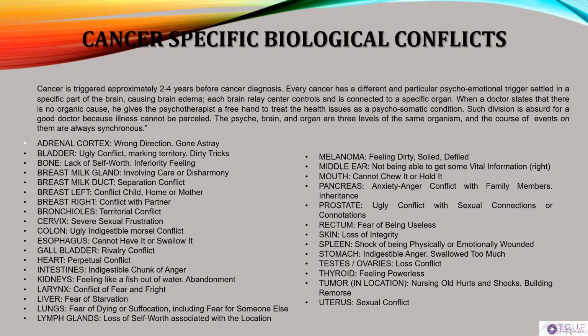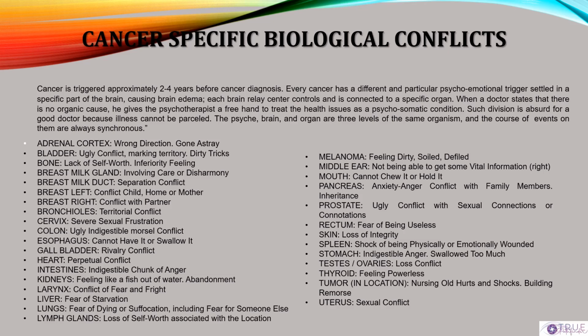Problems in the right breast come from conflict with your partner. Bronchiolis, territorial conflict. Cervix, severe sexual frustration. Colon problems, ugly indigestible morsel conflict. Problems with your esophagus, you cannot have it or swallow it. Gallbladder problems stem from a rivalry conflict. Heart problems from perpetual conflicts. Intestines, indigestible chunk of anger. Kidneys, feeling like a fish out of water, abandonment conflicts. For the larynx, it's a conflict of fear and fright. For the liver, fear of starvation. For the lungs, fear of dying or suffocating, including fear for someone else dying or suffocating.